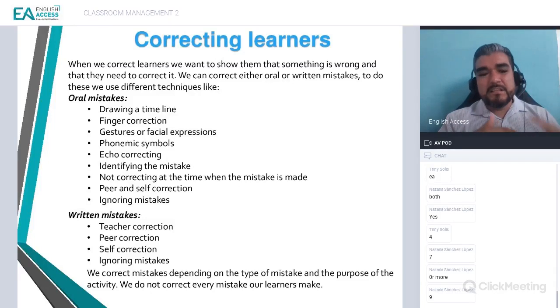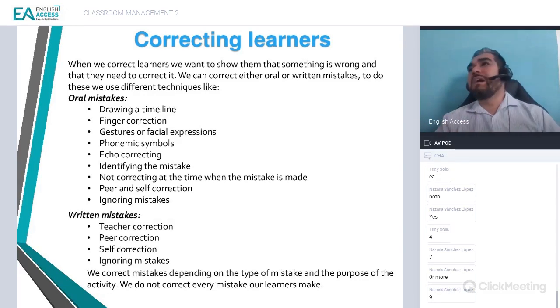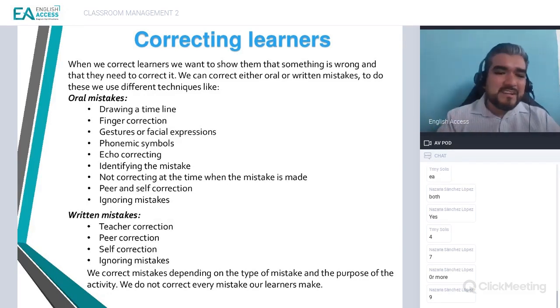So that's echo correction, and sometimes you can put some rising intonation, like, "She watched TV? She watched TV? Really?" And then the student says, "Oh, she watches TV."